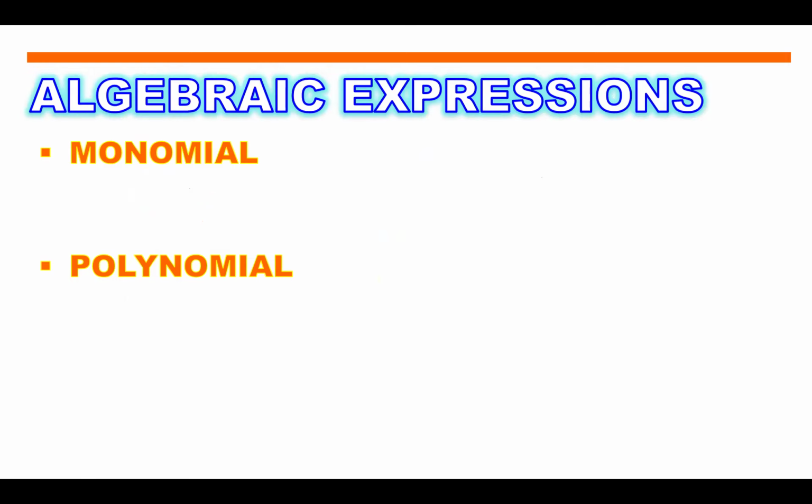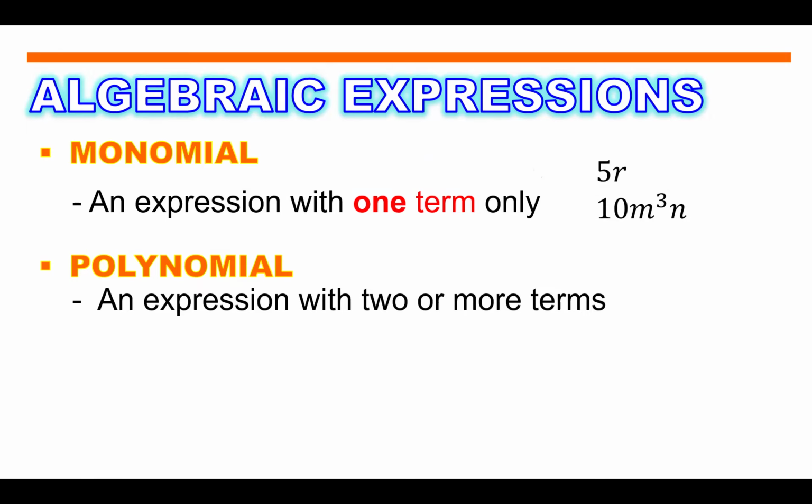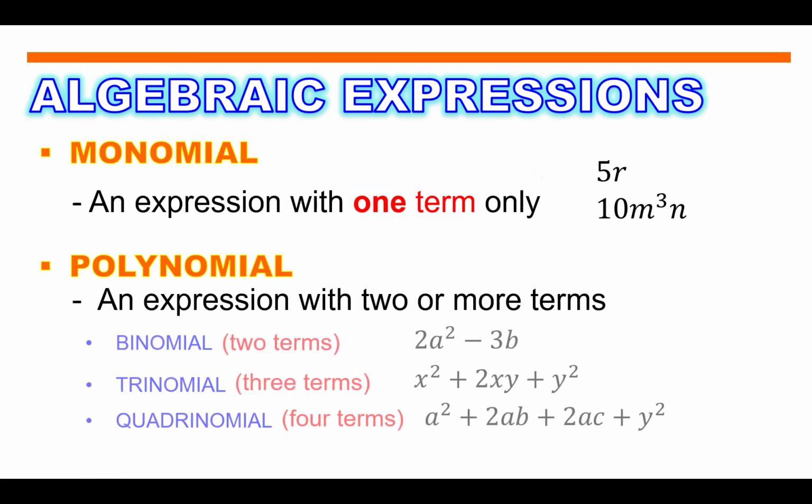We have different types of algebraic expression. One is monomial and the other is polynomial. A monomial is an expression with one term only. In our examples, we have 5r and 10m cubed n. These are examples of monomial algebraic expressions. A polynomial is an expression with two or more terms, a minimum of two, then up. We have a specific name for each polynomial.